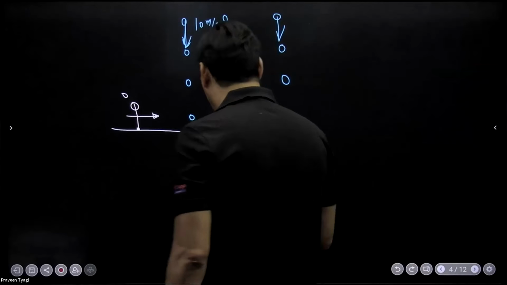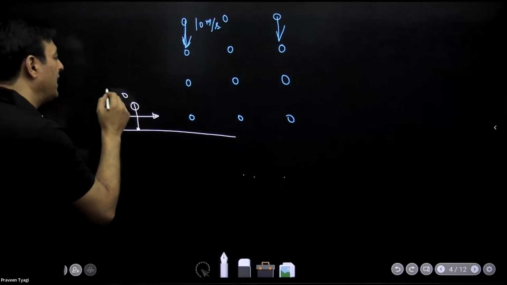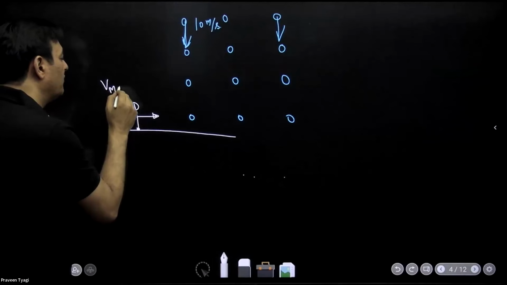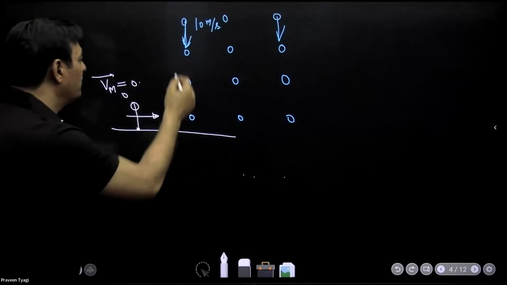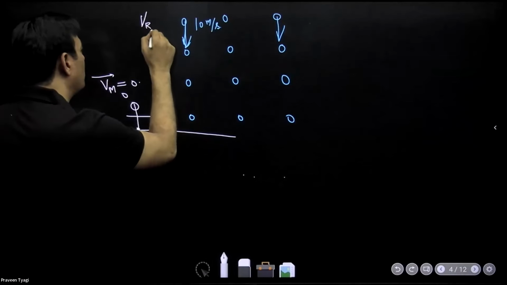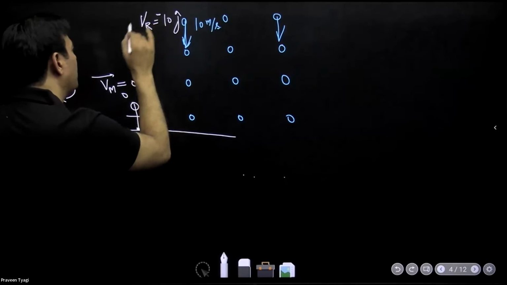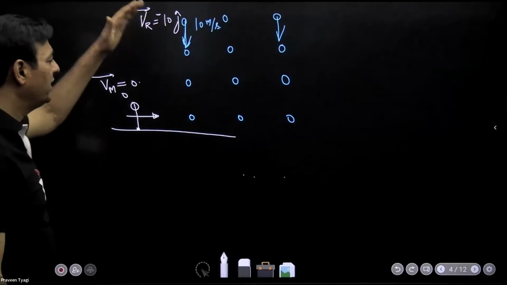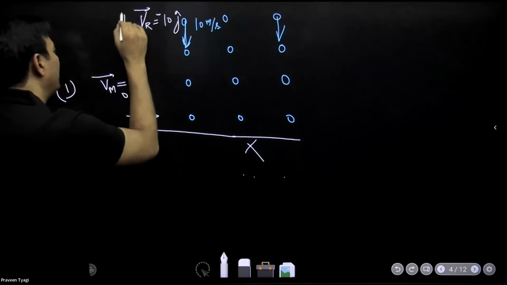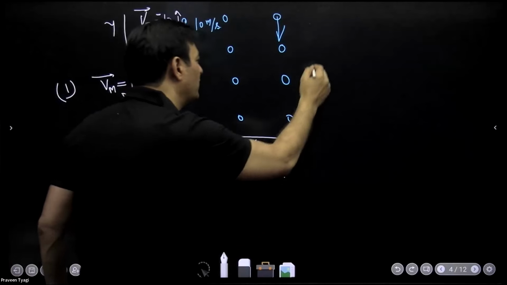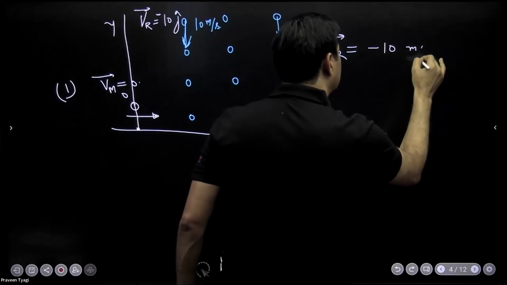Now, how will the man find the velocity of raindrops? The velocity of the man relative to the ground is zero in the first case. And the velocity of raindrops is minus 10 j cap. They are coming down with 10 meters per second. If I assume this to be the x-axis and this to be the y-axis, the velocity of raindrops is minus 10 meters per second j cap.